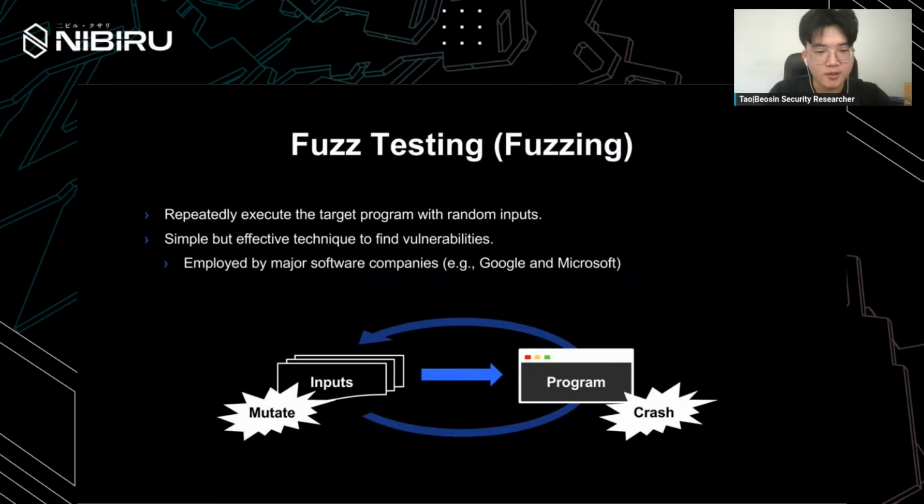And here's fuzz testing, or fuzzing. Fuzzing is a testing method that repeatedly executes the target program with random inputs. It's simple but effective in code testing to find vulnerabilities, especially in complicated programs. Fuzzing has been employed by many software companies and also security companies.